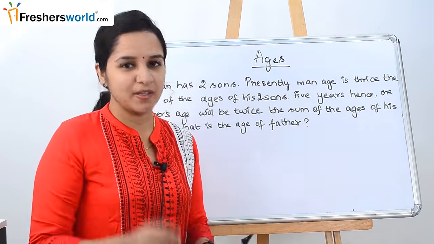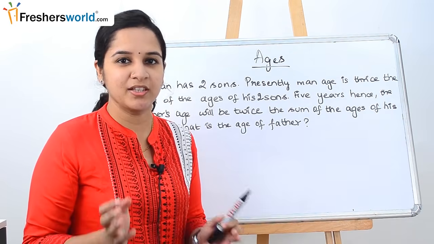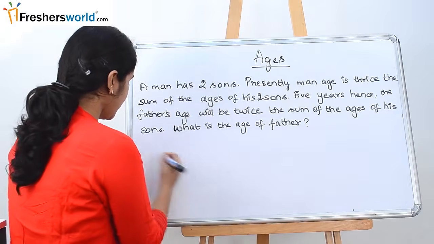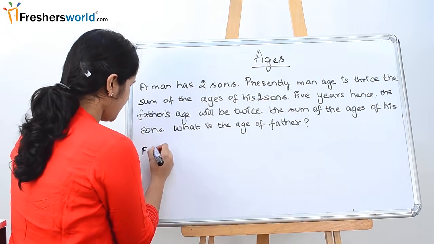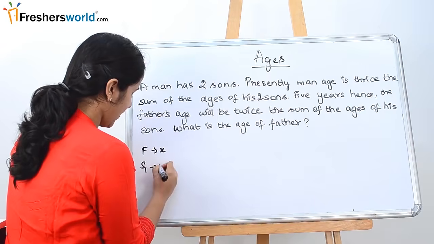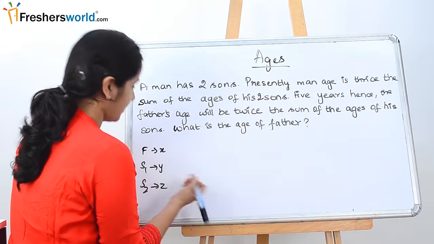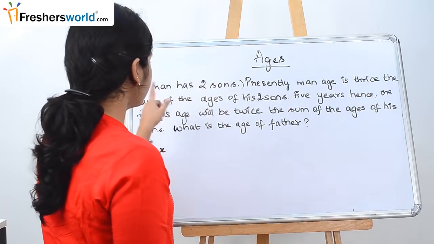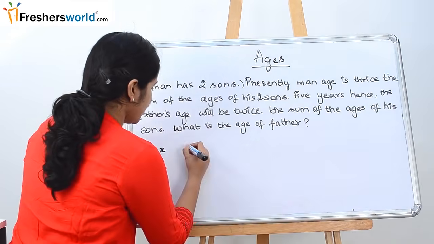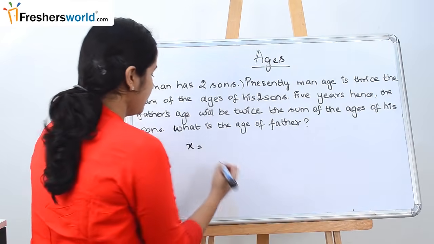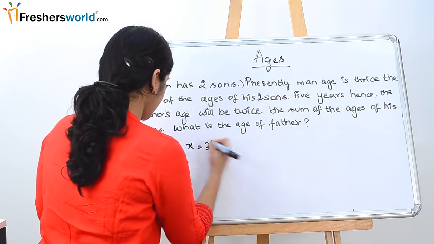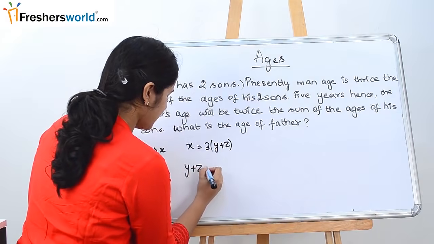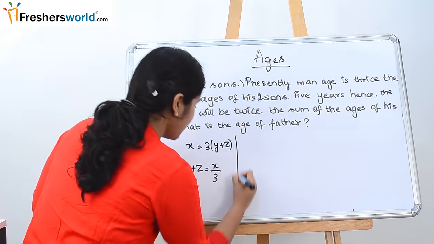So as I've told you in the previous videos, you have to split the question in ages to understand it much better. So first they have given a man has 2 sons. Let's take the father as X, son 1 as Y and son 2 as Z. So this is one part. Presently, the man's age is thrice the sum of the ages of his sons. So, the present age of the man is thrice the ages of his sons, which is 3 times (Y plus Z). This can also be written as Y plus Z is equal to X by 3. So, let's keep it aside.